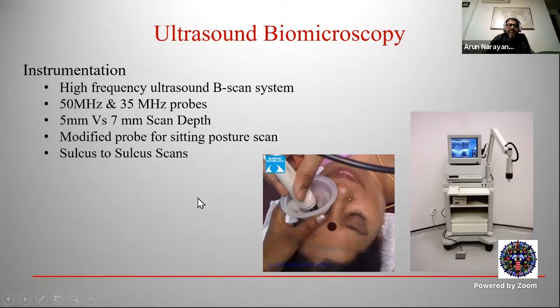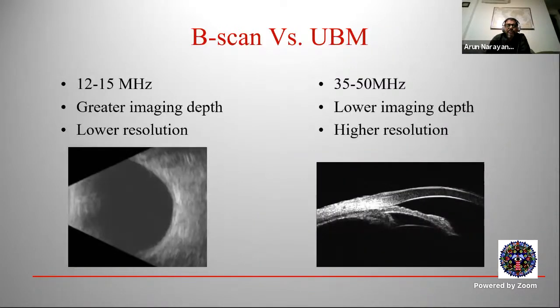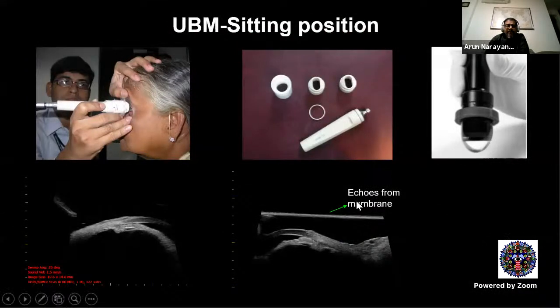The current modifications of the scan allow you to convert what was initially a quadrant scan into sulcus to sulcus scans. Just a short summary to compare the B scan and the UBM. The basics are that the B scan probe is of a lower frequency, hence greater imaging depth but lower resolution, whereas the UBM is of higher frequency, hence lower imaging depth and higher resolution. This is the image of the probe modifications, wherein you can conduct the UBM examination in a sitting posture, which is generally the more physiological posture to acquire an imaging.